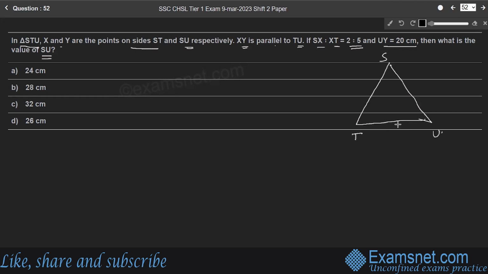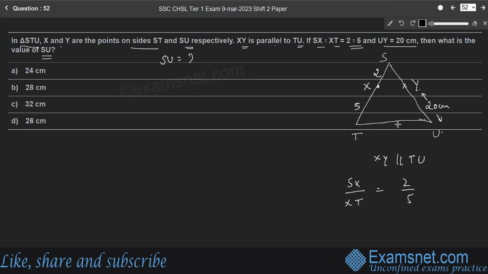Given that X and Y are points on sides ST and SU, consider point X on ST and point Y on SU, such that XY is parallel to TU. And SX is to XT is equal to 2 is to 5, so the ratio of SX to XT is 2 is to 5 and UY is 20 centimeter. So we need to find the value of SU.